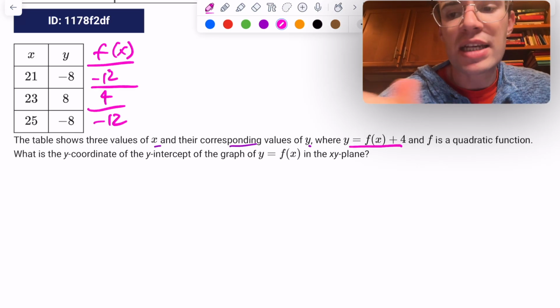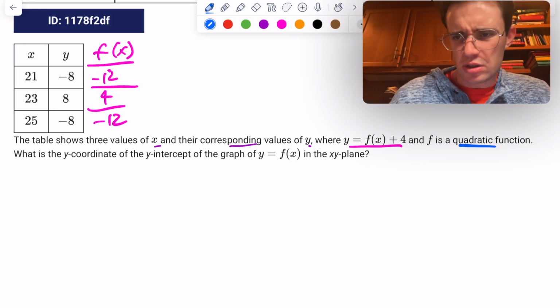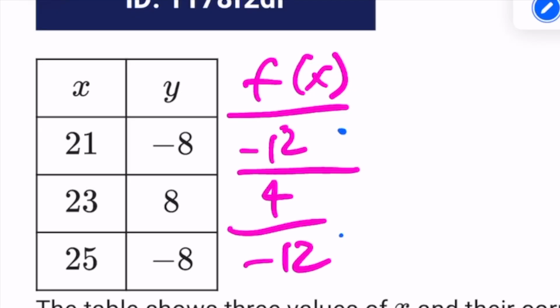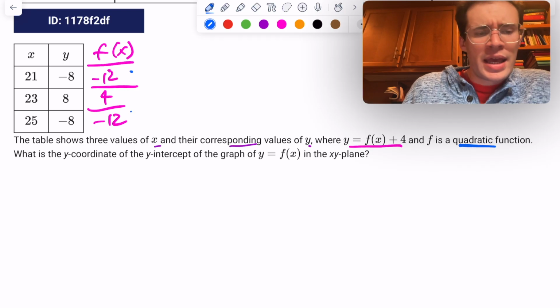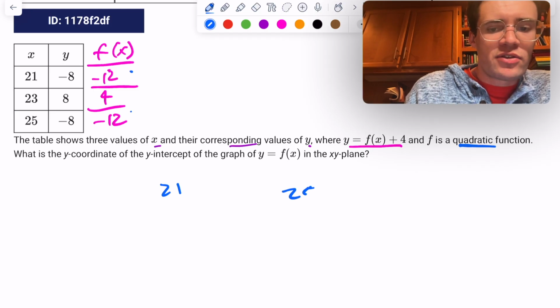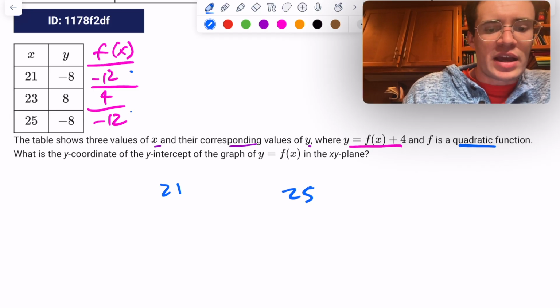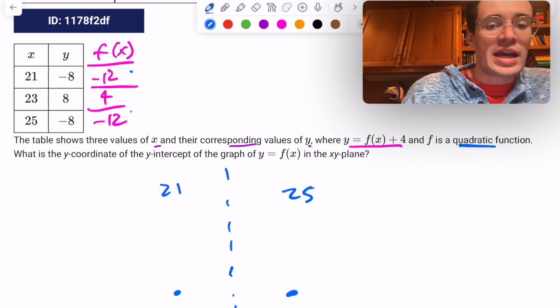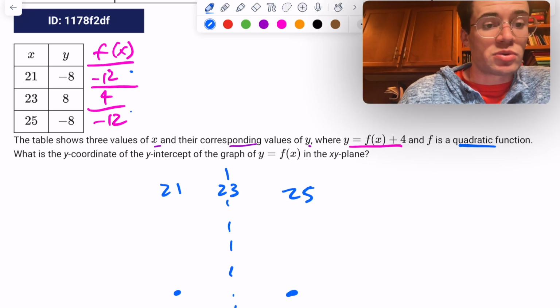All right, so they said it's a quadratic function, which I was already kind of assuming based on the fact that we had 2 inputs with the same output. That's telling us when you had an input of 21 and when you had an input of 25, they both had an output of negative 8, which means the axis of symmetry is halfway between those. So the axis of symmetry is at x equals 23.